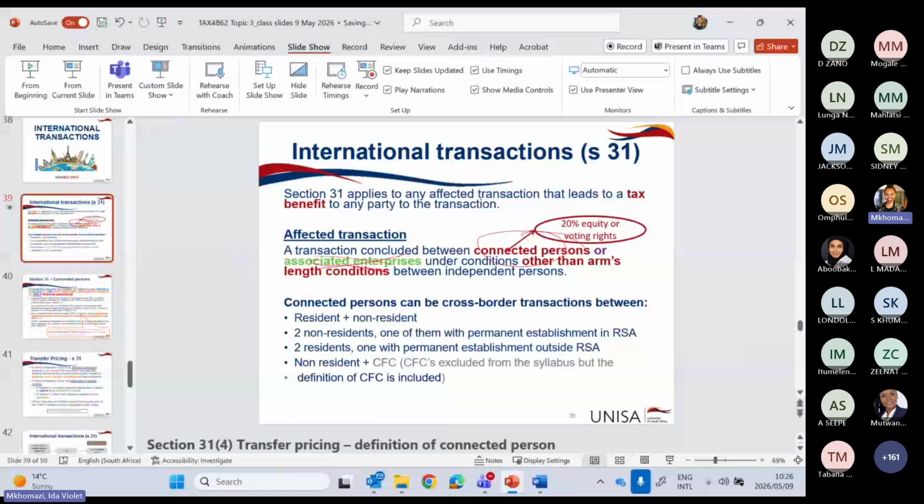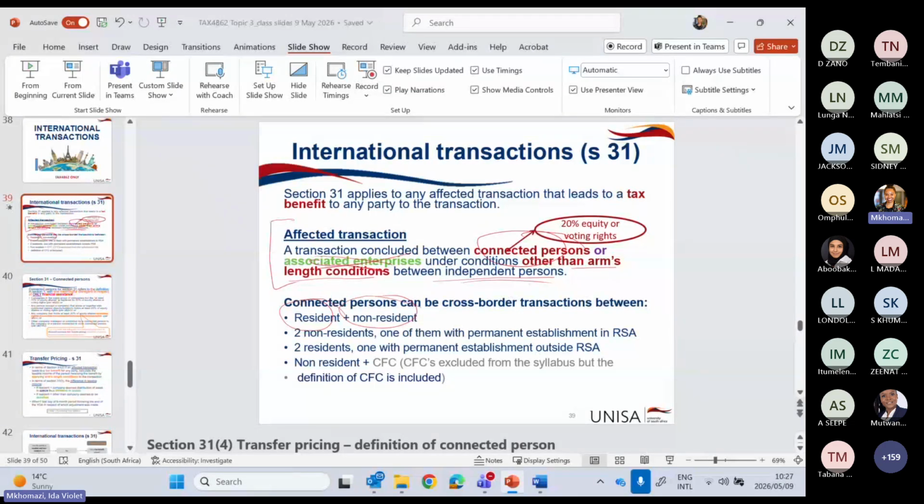So it's a transaction that's concluded between connected persons under conditions other than arm's length conditions between independent persons. So it's basically a transaction between connected persons, the conditions are not at arm's length, and those persons can either be a resident and a non-resident. So whenever you find a transaction that's between a resident and a non-resident, then consider if Section 31 applies. In order for you to consider if 31 applies, look at the definition of affected transaction to see if it meets that definition.